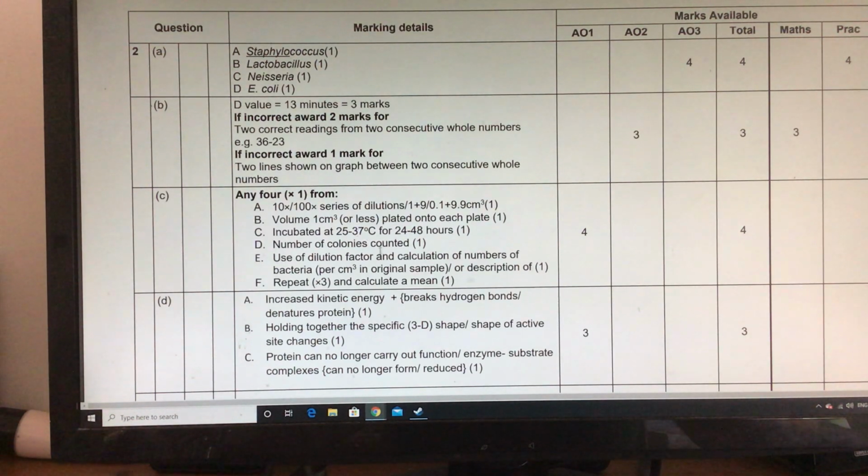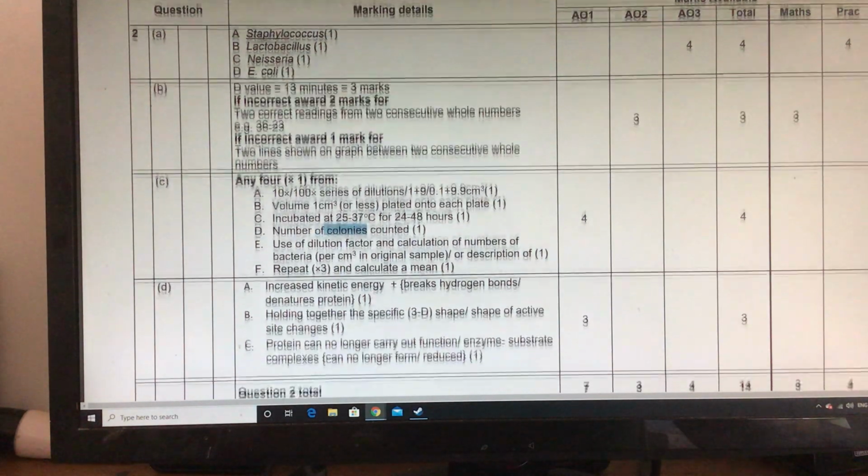Okay, counting. Some of you said count it. I can't count an individual bacteria. You need to have the word colonies there. You need to have the colonies there.